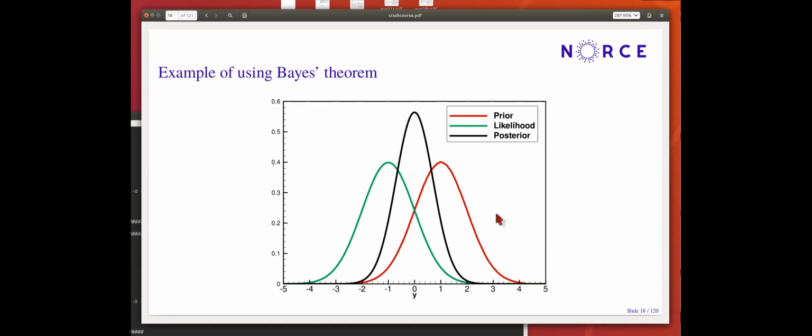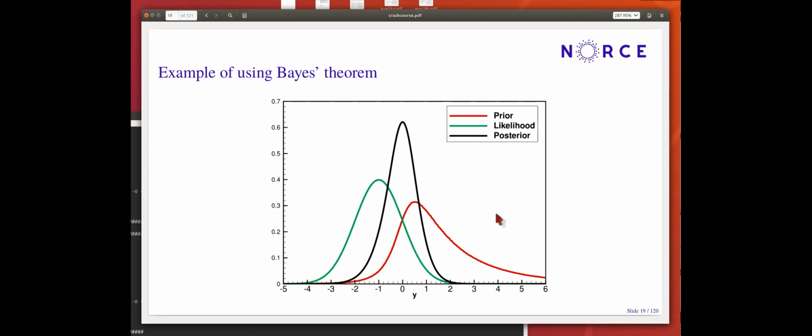If you have something that's non-Gaussian, you still do the same thing. You multiply the likelihood with this non-Gaussian long tail distribution. And again, you get something that's closer to Gaussian, but it's not entirely Gaussian, because you can see it's a bit steeper on this side than here.